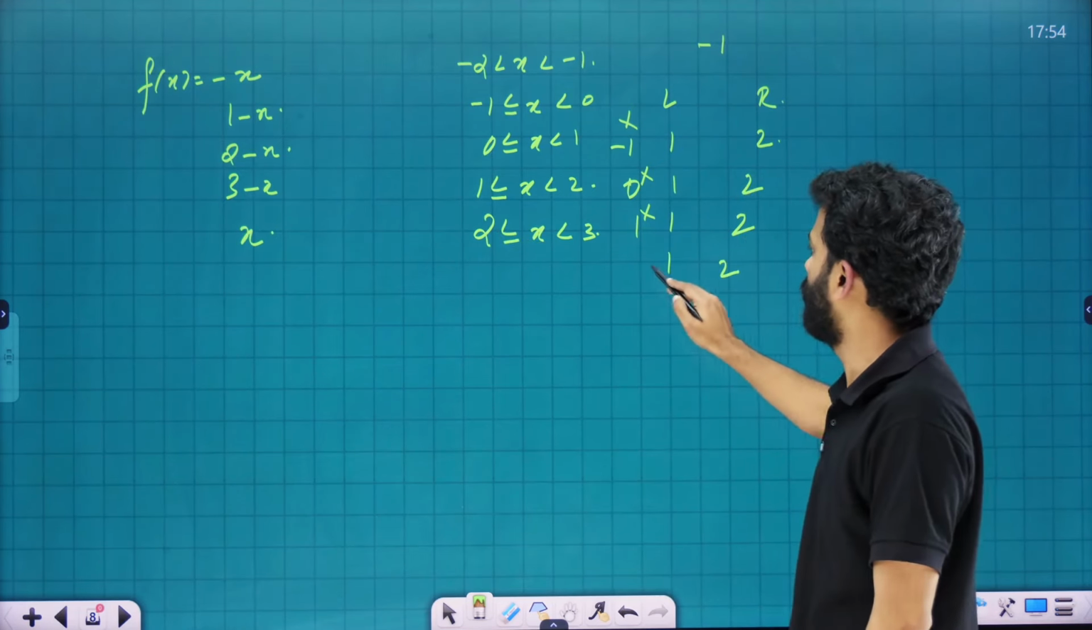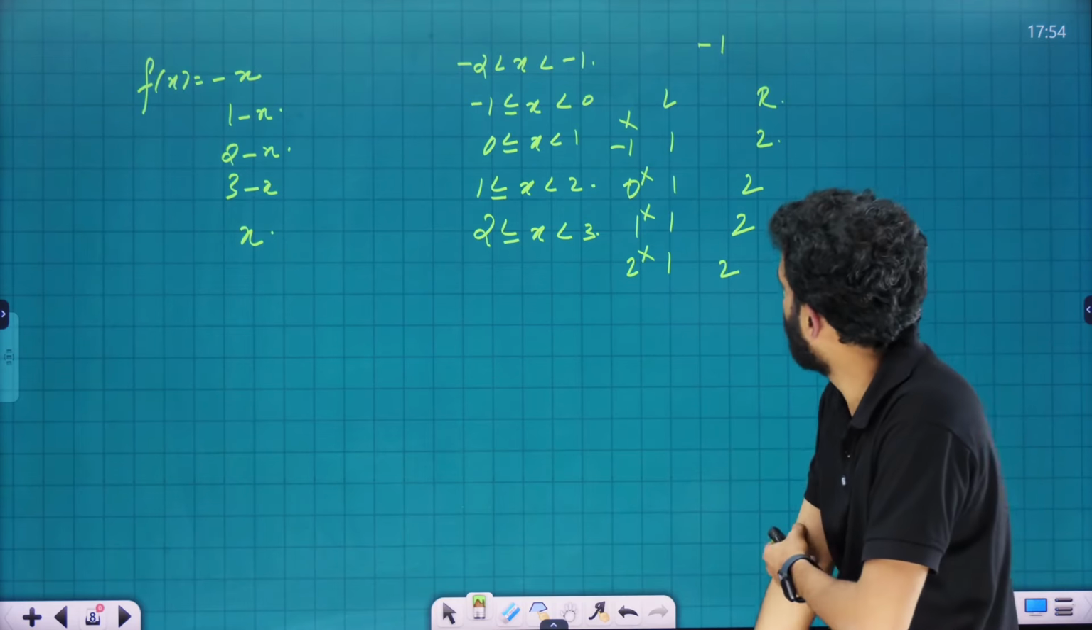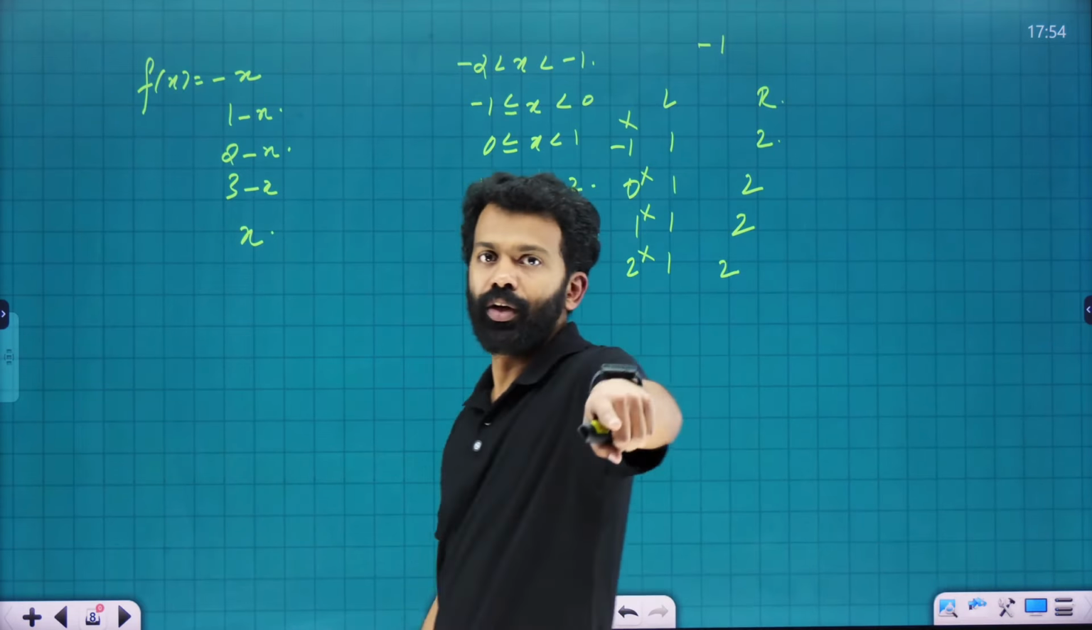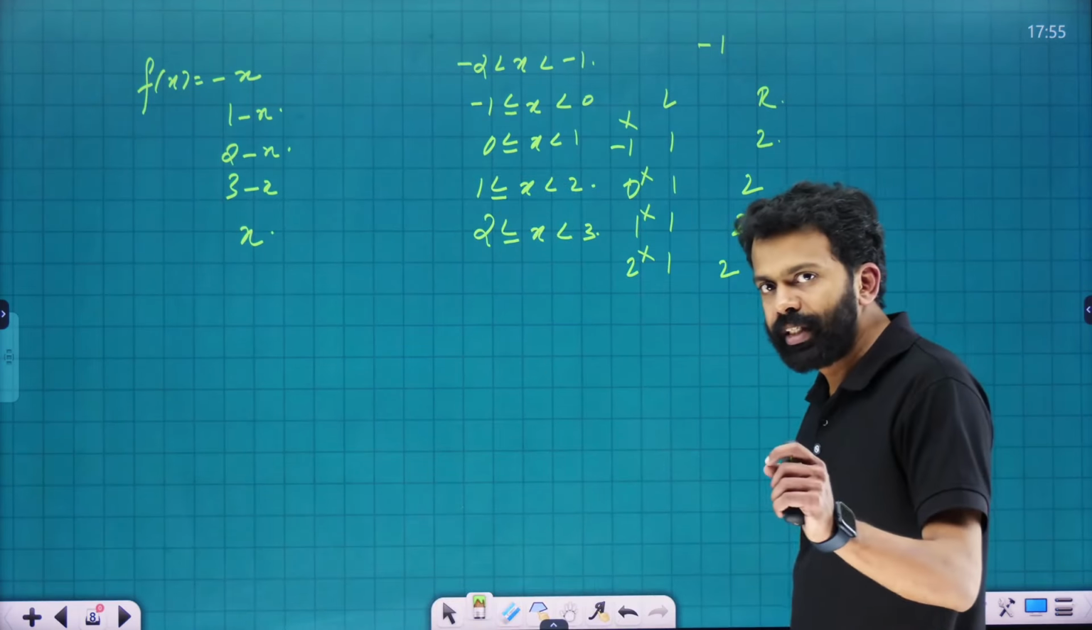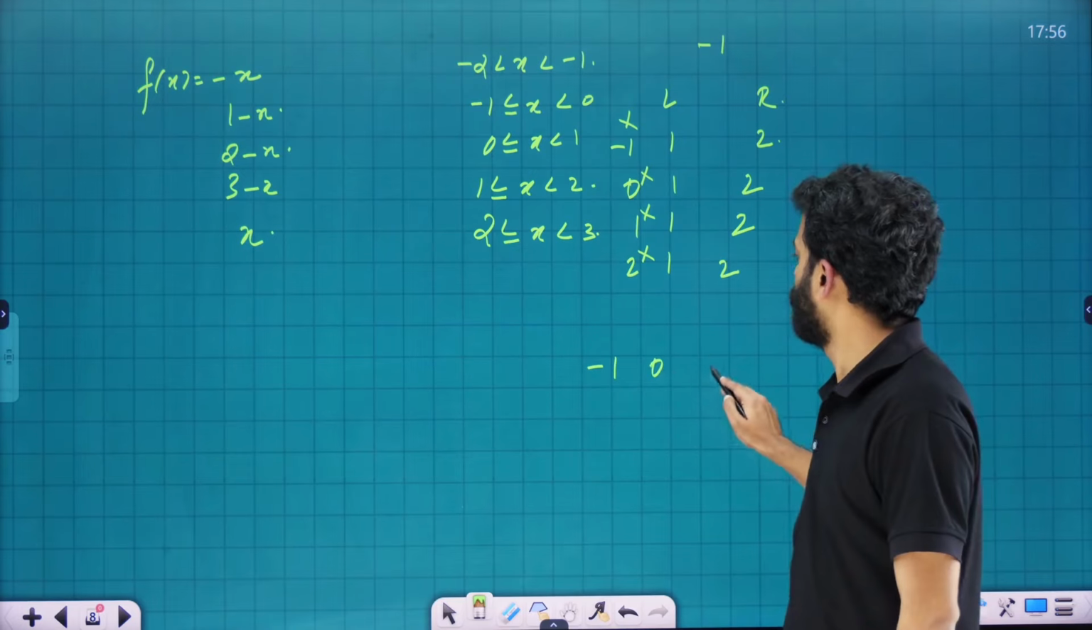That is 1 and 2 here as well. Therefore, it is also not continuous. So, there are 4 points where the function is not continuous. Basically, the function is discontinuous at all these 4 points, that is minus 1, 0, 1, 2.